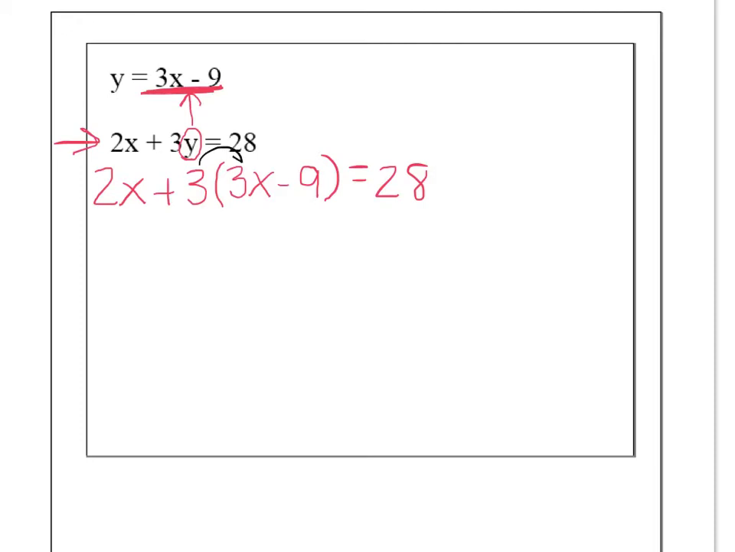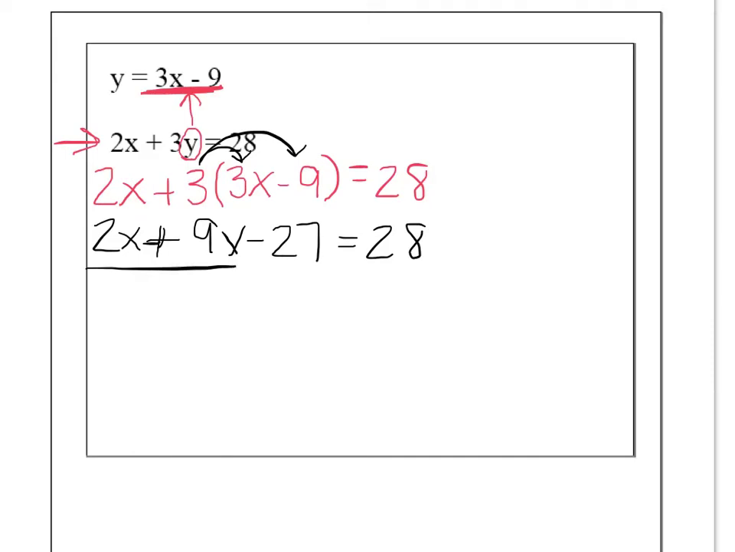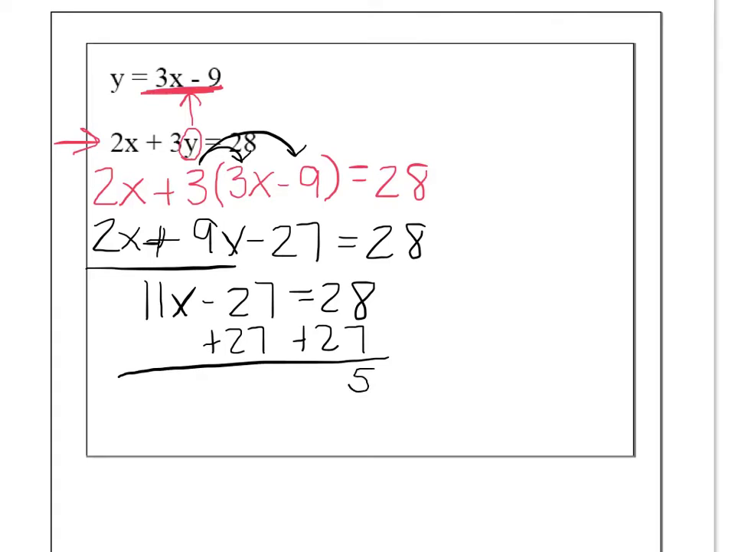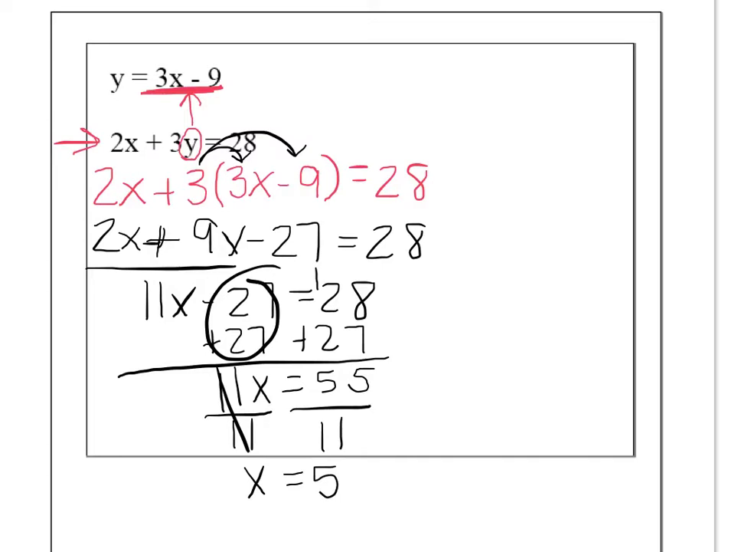You don't want to forget to do the distributive property. So we've got our 2x plus 3 times 3x is going to give us 9x, and 3 times negative 9 would give us negative 27 equals 28. We'll combine our like terms. We've got 11x minus 27 equals 28. We'll add 27 to each side. We get 55. 11x equals 55. Divide by 11. And in this case, x equals 5.